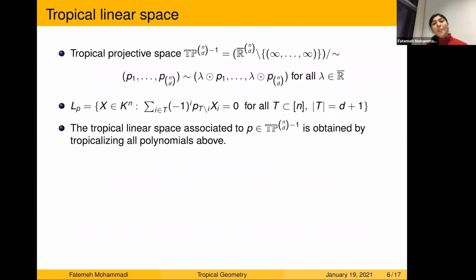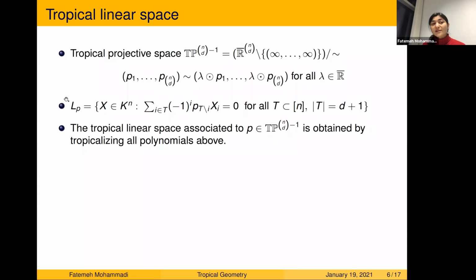Okay, and so now in order to define the tropical linear spaces, I'm going to look at the tropical projective space, which is the same as before, right? This time I will choose the tropical numbers to the power n choose d, and instead of 0, I would remove the additive identity, which in the tropical world is infinity. And then I define an equivalence relation: two vectors are identified if they are multiples of each other, by tropical multiplication, right?